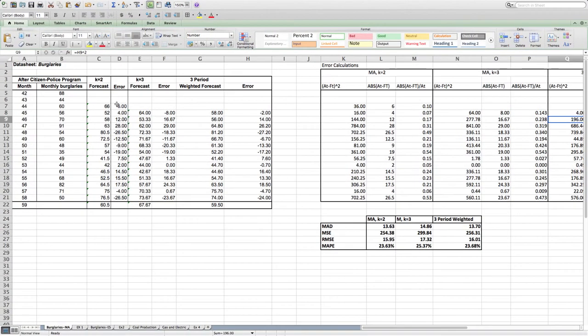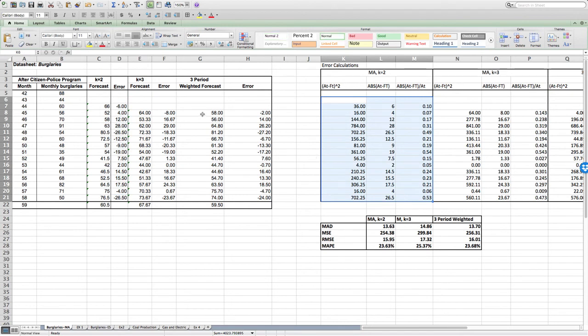Alright, so here is our monthly burglaries Excel file. What we see here is exactly what I showed you on the slide. So every time you make a forecast with k is equal to 2 and with k is equal to 3, you need to calculate the error. Error is just the difference between the actual observation, the demand, minus the forecast. Okay, for each time period we do that. Those are not in absolute values here. We are going to do those right here over this section.